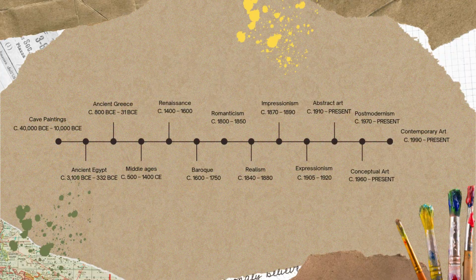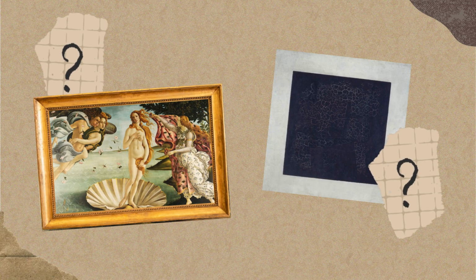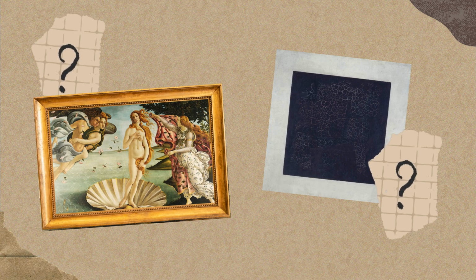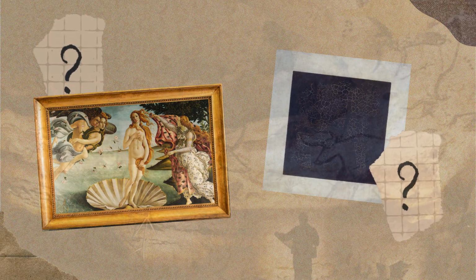In this video, we'll go through several of the most important periods in art history, from cave paintings all the way to today. By the end of this video, you'll understand how art could go from realistic masterpieces to abstract shapes, and even a plain black square. But let's start from the beginning.